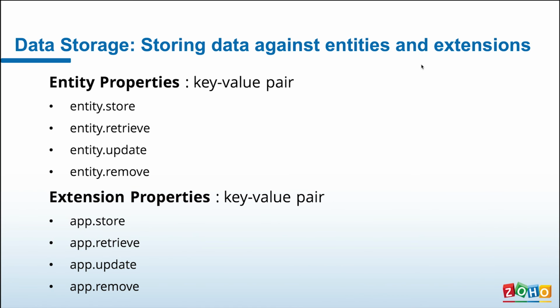So what are entity properties? Using this, you can store your data against entities that are being supported by Zoho Projects. So we know Zoho Projects supports task and issue entities. So using this in this extension, storage of task specific or issue specific data against their respective entities is done. So the data can be stored in the key value format, and the key will be a unique string and the data will be a JSON object that has to be identified with the key. So similarly, you can also store, retrieve, update or delete data against your entities using these entity.store, retrieve, update or remove properties.